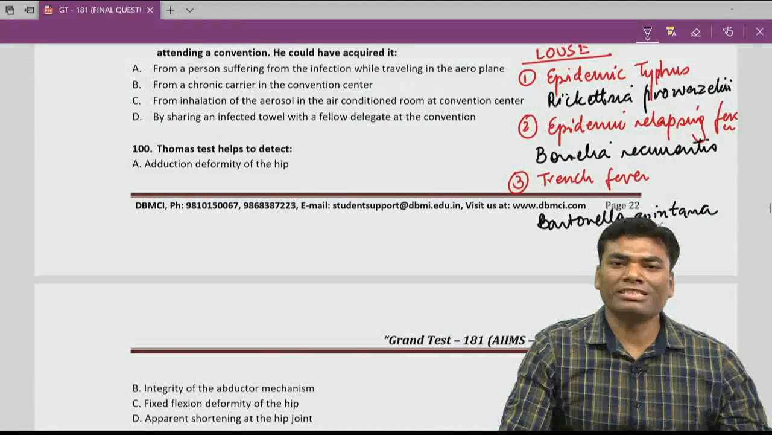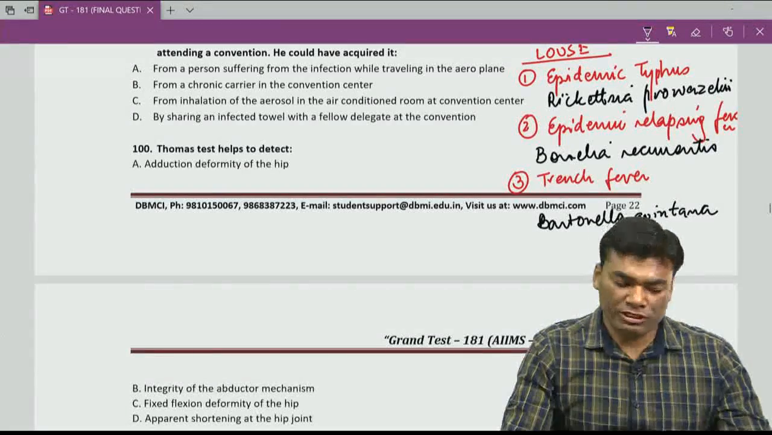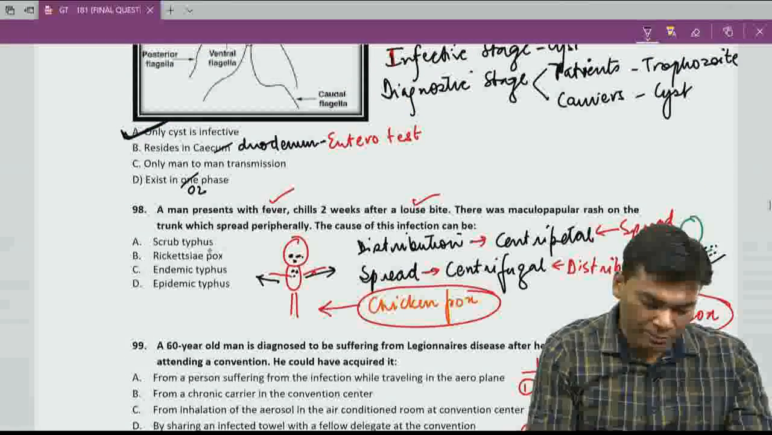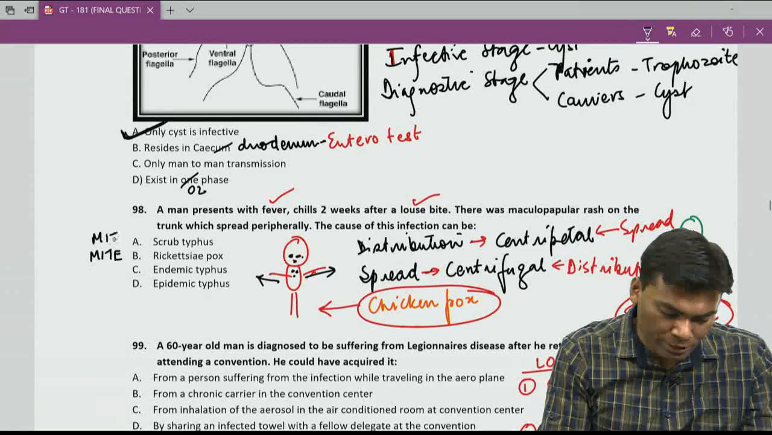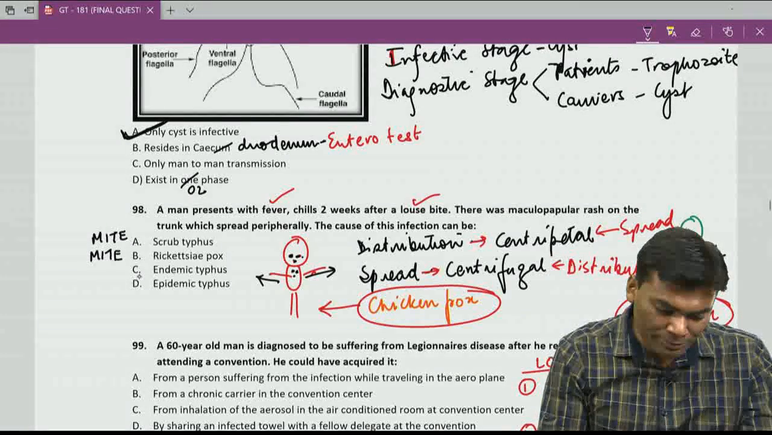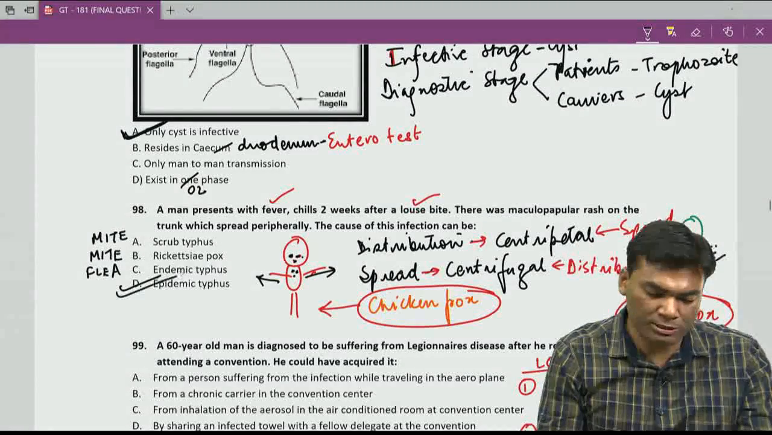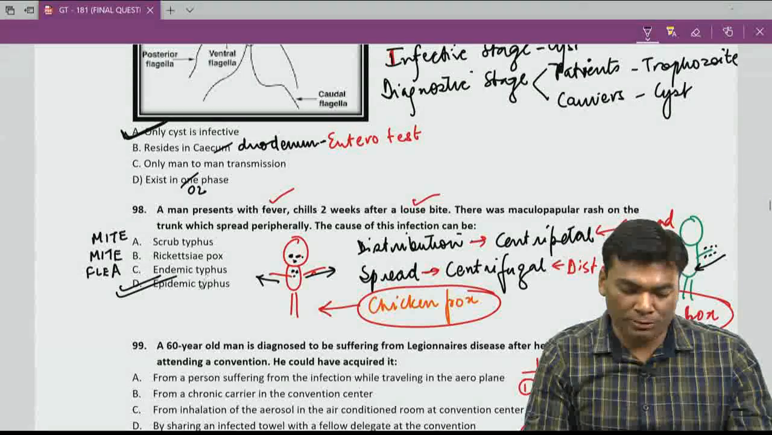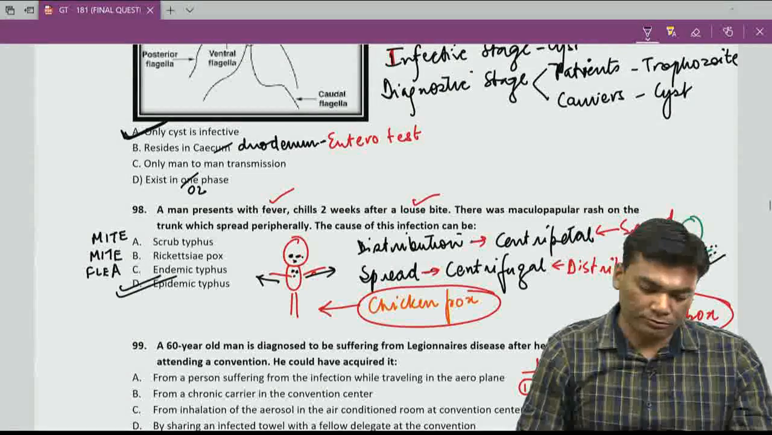Only these 3 diseases are by louse: epidemic typhus, epidemic relapsing fever, and trench fever. So let's go to the question again and see. Rickettsialpox is by mite, so this is not there. Scrub typhus is also by mite, also not there. Endemic typhus is by flea, so this is also not there. The only answer is epidemic typhus. Plus you should also know that the rash distribution in epidemic typhus will be centripetal and the spread will be centrifugal.